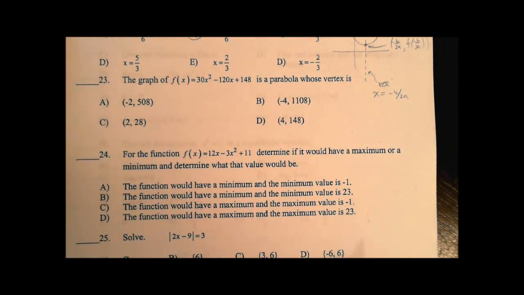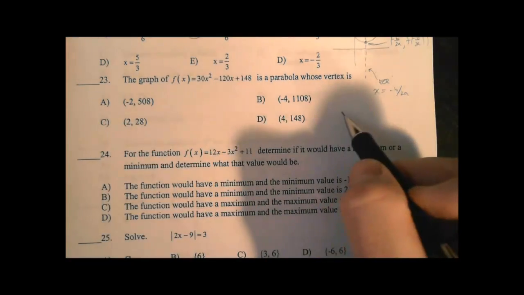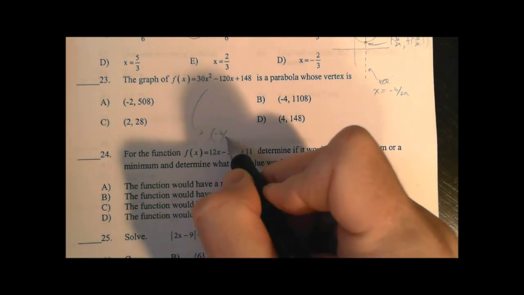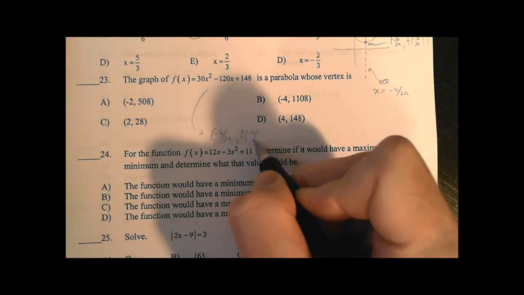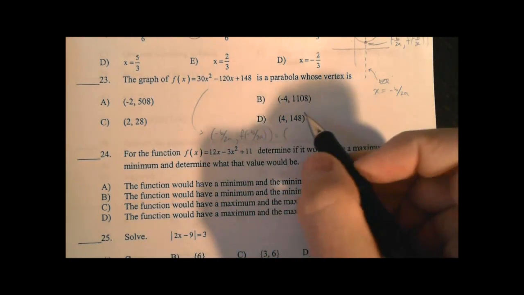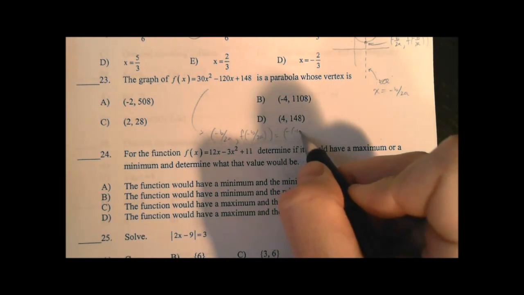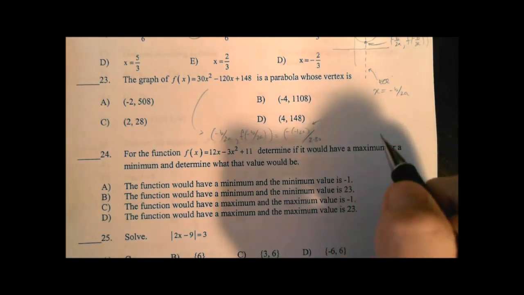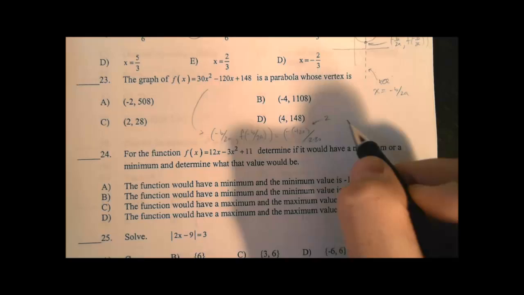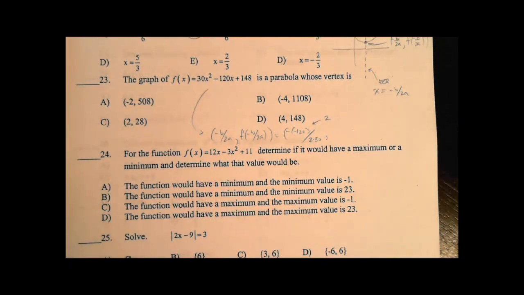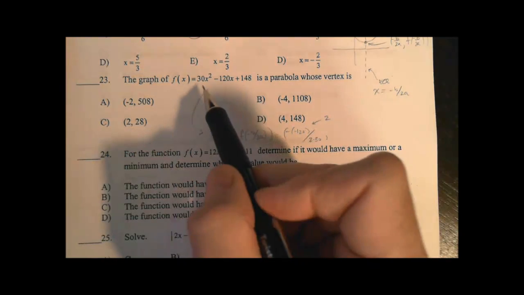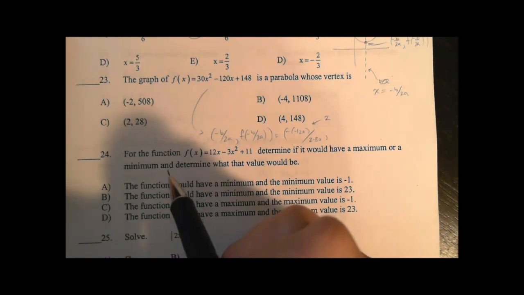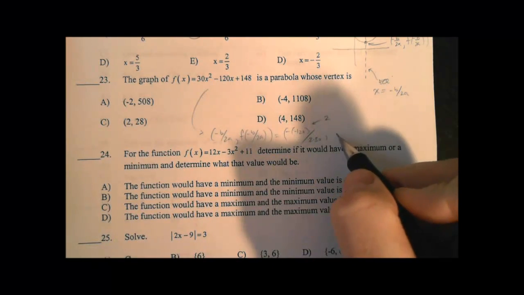The next one is in standard form, and we have minus b over 2a again, which gives the x-coordinate, and the y-coordinate is, of course, f of that. The x-coordinate in this case is minus negative 120 over 2 times 30. And let's see what that is equal to. That's 120 over 60, that's 2. And f of 2 in this case, well, let's see, we might be able to do it by hand. That's 120 minus 240, which is negative 120, plus 148. I believe that's 28.